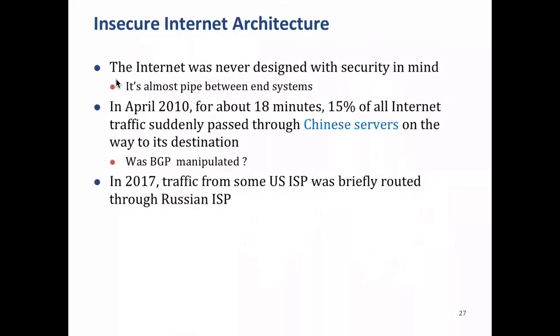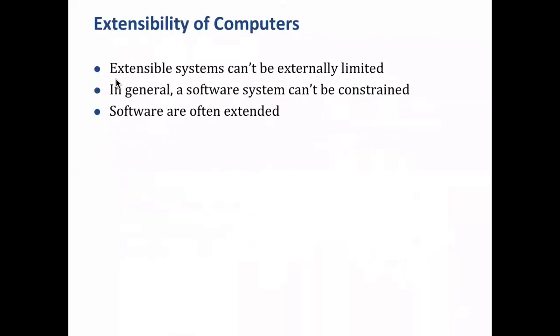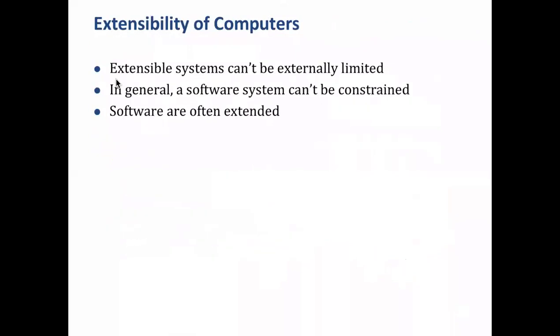Okay, all right. Now all these points we have discussed by now. Please go through them. We have discussed why the internet is insecure. Please go through the examples here. For example, anybody can send an email, a fake email. Anybody can send an IP packet. There is no security in domain name servers, or there are known vulnerabilities in the www. And then extensibility of computers, computers can be extended.